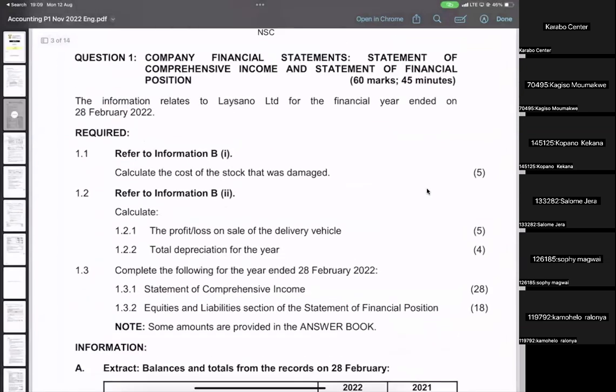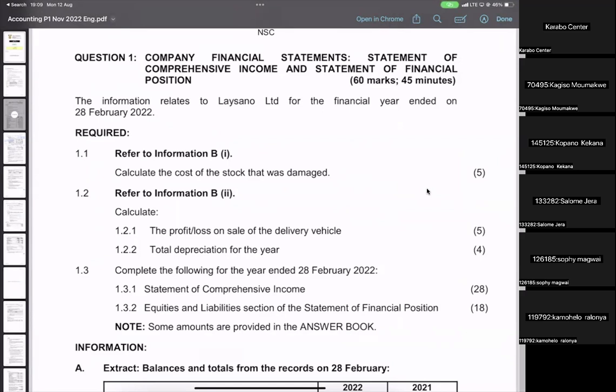So let's go to our second question. Our second question says, refer to information B, Roman figure 2. Calculate, we have 1.2.1, the profit or loss on sale of a delivery vehicle. And then we have 1.2.2, the total depreciation for the year.